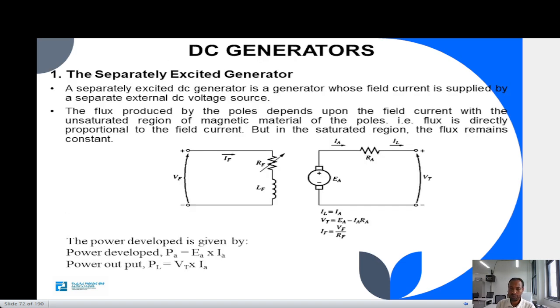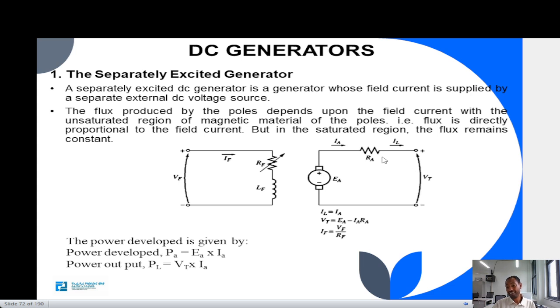Now let us see what a separately excited generator is. Like I said previously, in this case, the field is going to have a different supply, VF, and the armature is going to have a different supply, VT. I mean, a different output voltage. This is a supply, and this is an output voltage, V terminal.